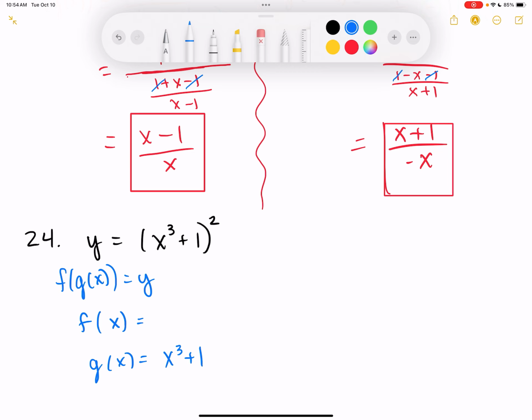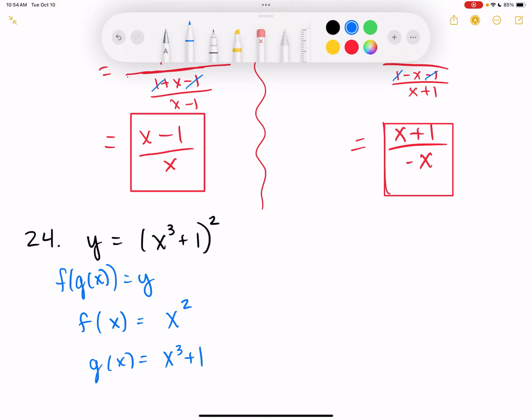And then my outer function, this one just requires you to make sure you pay attention, because now my outer function would be x squared. So if I plug in g of x to f of x, I would have in parentheses x cubed plus 1 squared. Okay.